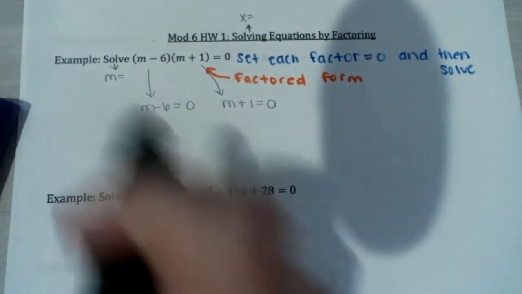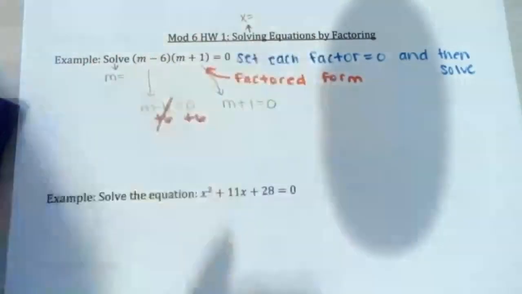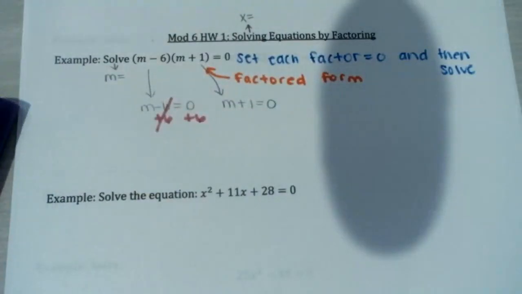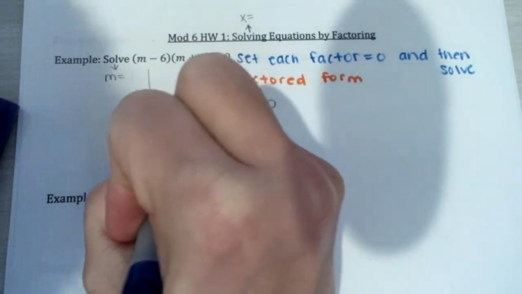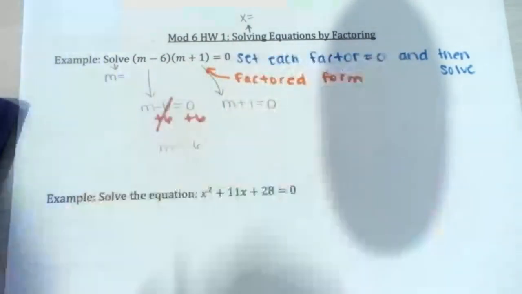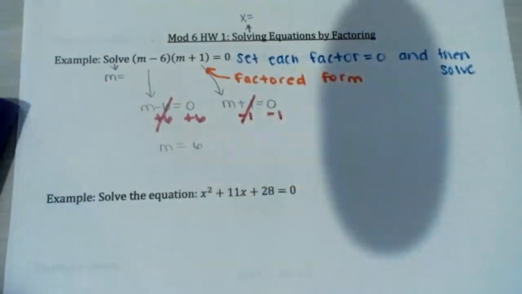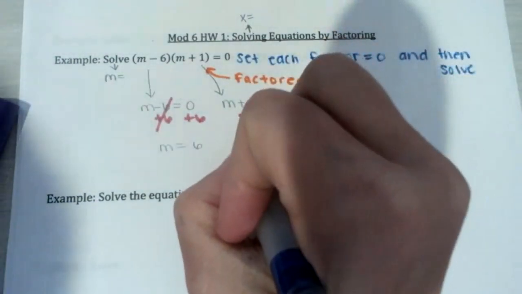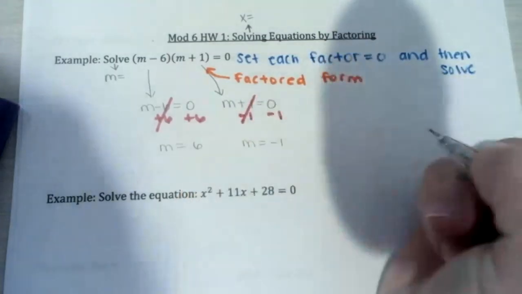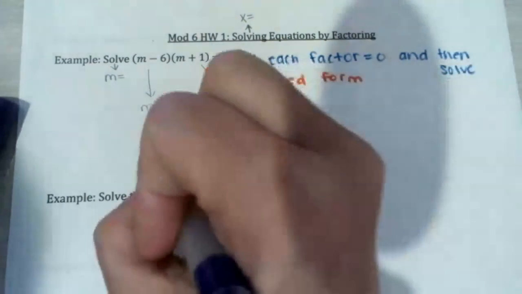So m minus 6. Let's get m by itself by adding 6 to both sides. Negative 6 plus 6 cancels out. We're left with m equals 6. Then over here, m plus 1 equals 0. Let's subtract 1 from both sides. That way 1 minus 1 cancels out. We're left with m equals negative 1. So those are our answers: m equals 6 and m equals negative 1.